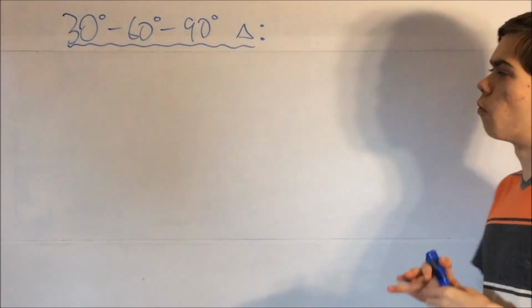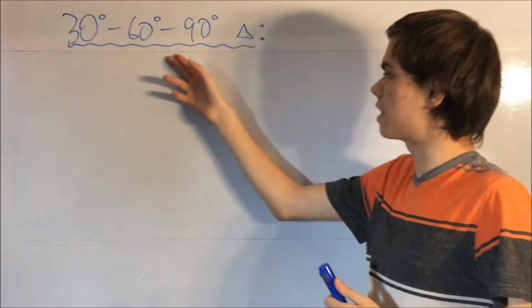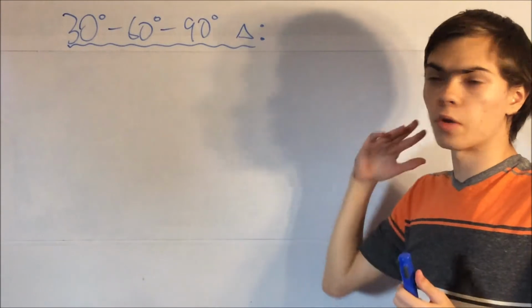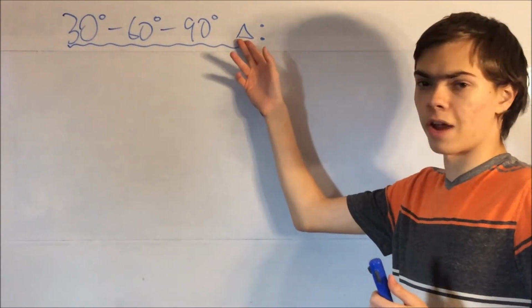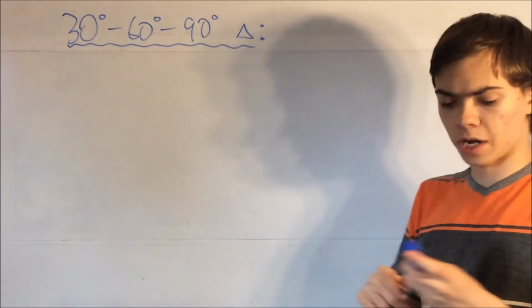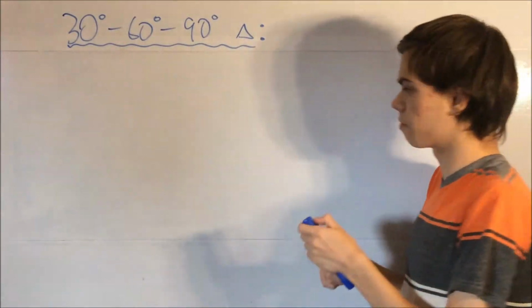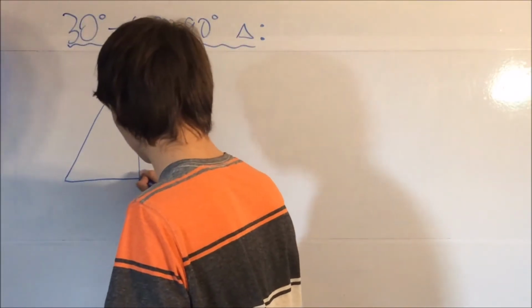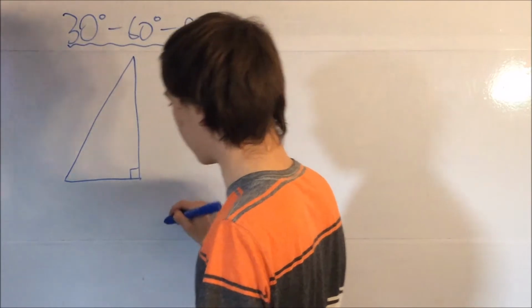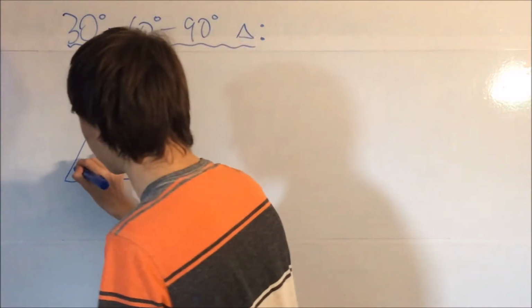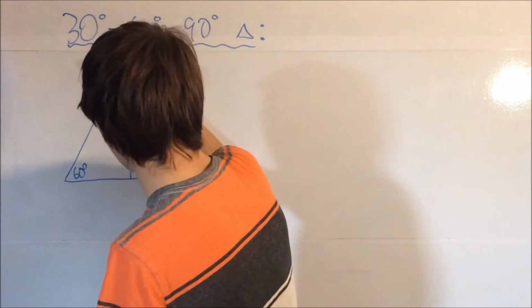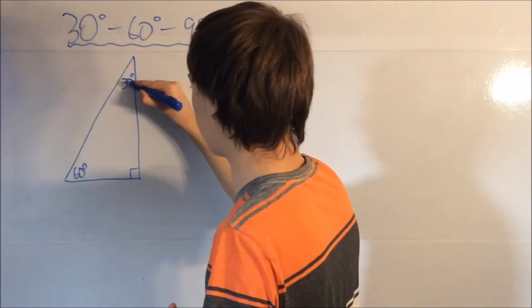In this video, we are going to explain the 30, 60, 90 triangle. Now we know that it has a 90-degree angle, so this is just a right triangle. So let's draw this out. I'm going to say we have a right angle right here, our 60-degree angle right here, and our 30-degree angle right here.